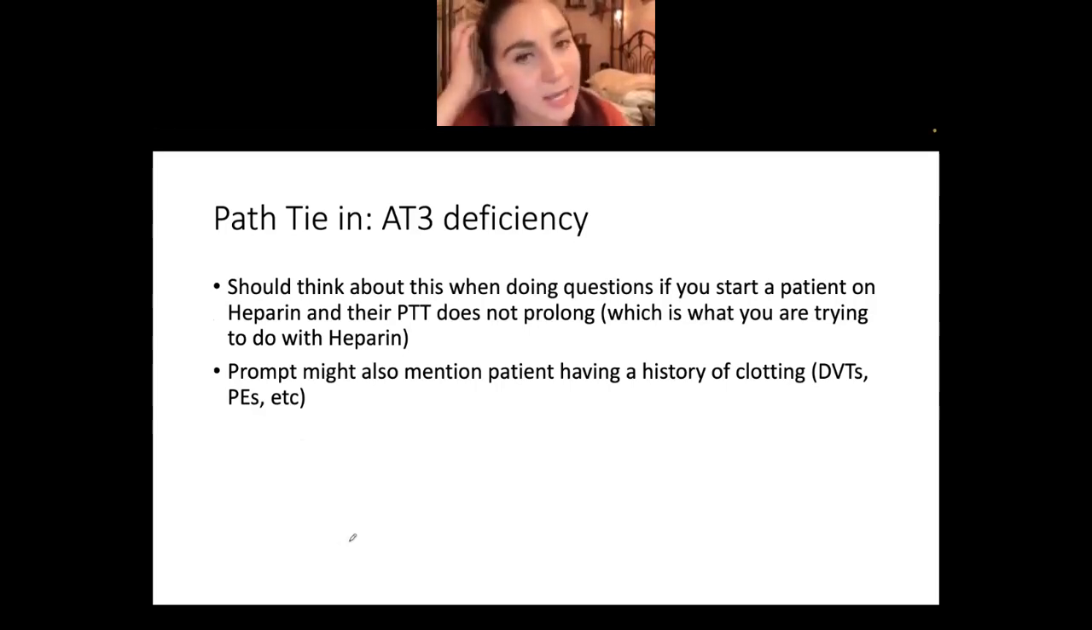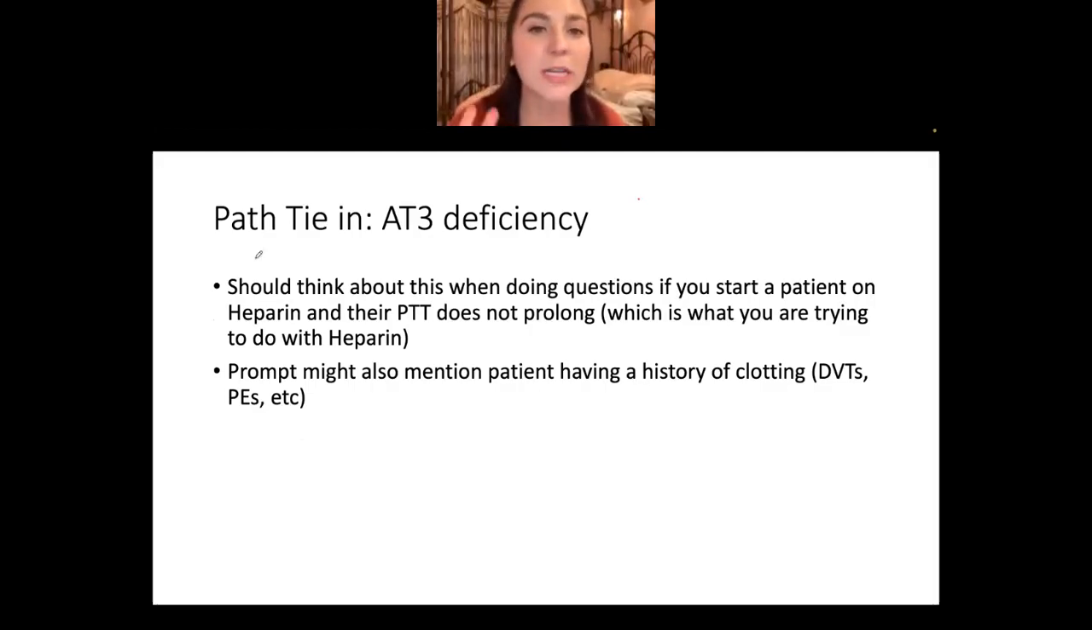And then a quick tie-in before we talk about some warfarin heparin bridging is antithrombin 3 deficiency. An antithrombin 3 deficiency is when a patient does not have antithrombin 3 or has a deficient amount of antithrombin 3. And remember, antithrombin 3 is your natural circulating anticoagulant that inhibits 10A and 2A, naturally, physiologically. Heparin makes this work better.